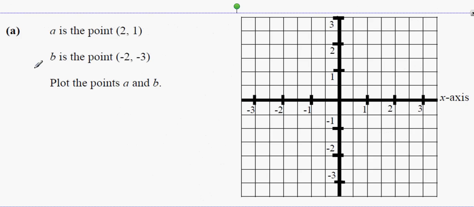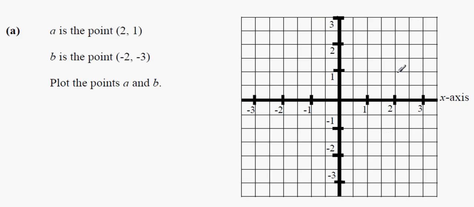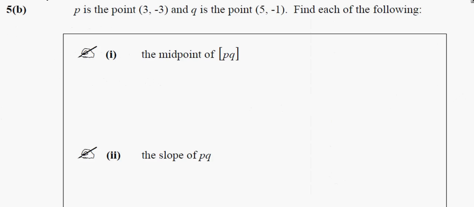A is the point (2, 1). This is the point A. B is the point minus 2 on the x-axis, minus 3 on the y-axis. B is down here. Okay. Next question. Find the midpoint of PQ. So P and Q look like something like this, and then we have a midpoint in the middle.